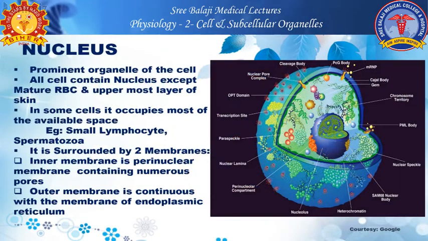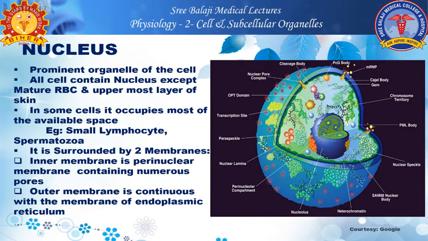So now we will be dealing with the important organelle of the cell, which is the nucleus. Nucleus is a very prominent organelle of the cell. Every cell contains nucleus except mature RBC and uppermost layer of the skin. In some cells which are of very great functional significance, the nucleus occupies most of the available cellular space. If the cell is this big, 3/4 of the cell space will be occupied by the nucleus itself. For example, lymphocyte and spermatozoa.